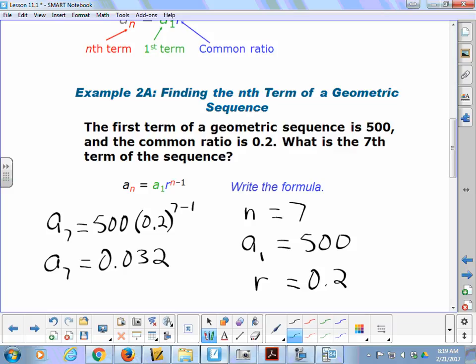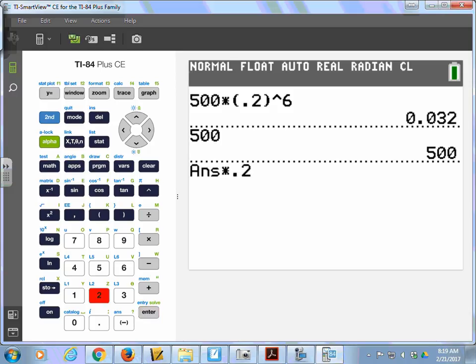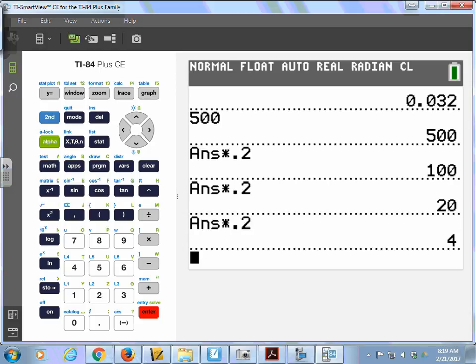If I can't remember how to write that formula, then I could just type in 500 times 0.2. So there's my first term. Here's my second term. Third, fourth, fifth, and there's the sixth one. Oops. And there's the seventh one. There we go, the one we're looking for. So you can use what we call the last answer feature of the calculator to do it also. If you can't remember the formula, you can just type it in like that.